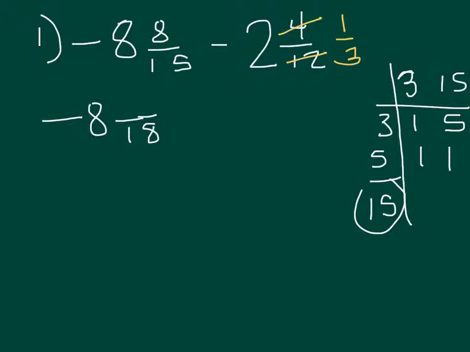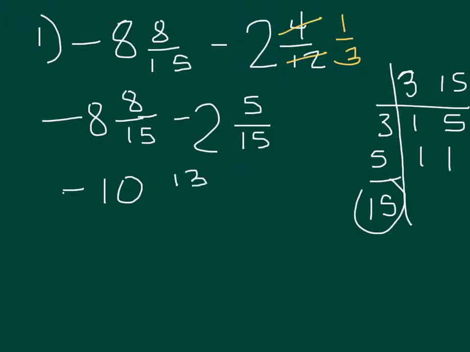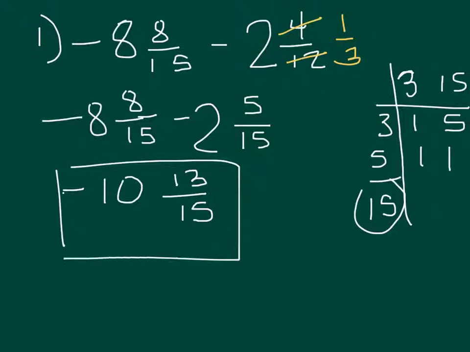This will keep the 8. And this will have a common denominator 15. What did I multiply 3 by to get 15? 5. 5 times 1, 5. So we add the 8 and the 2, and we have minus 10, 13 over 15. And we can't reduce.